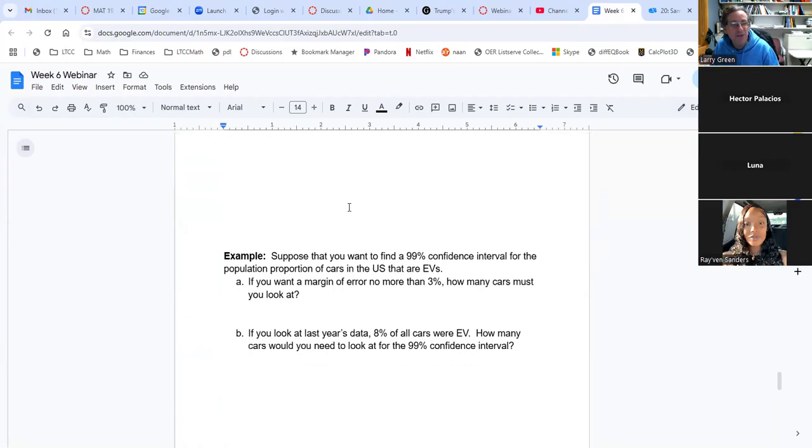Okay, so let's do an example. Let's suppose that you want to find a 99% confidence interval for the population proportion of cars in the United States that are electric vehicles. Okay? Sound like a good thing? If you want a margin of error of no more than 3%, how many cars must you look at? Sound like a good question?